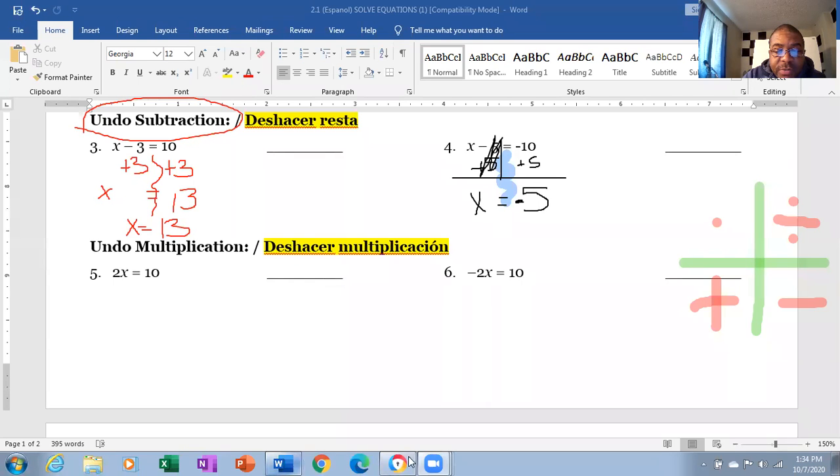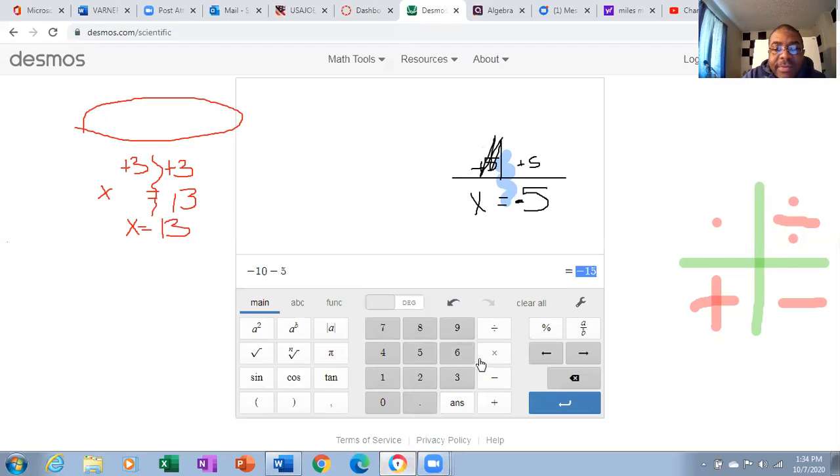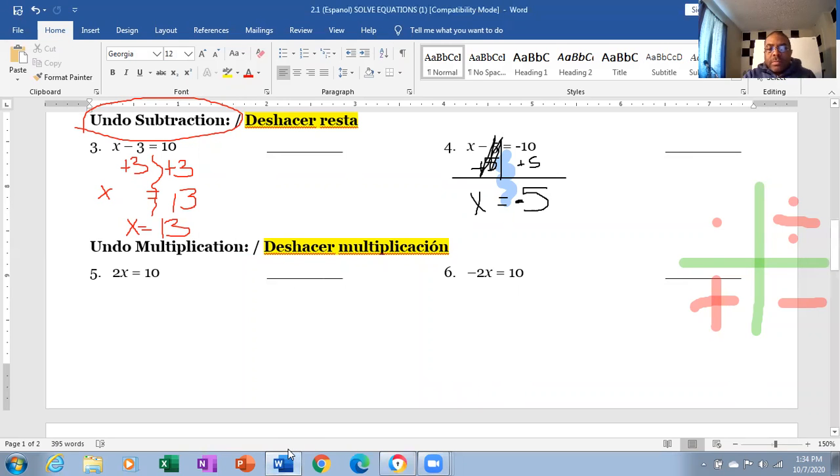Hey, let's be sure. We'll go to our handy dandy calculator. So negative 10 plus 5, answer is negative 5. And keep in mind, the opposite of addition is subtraction. The opposite of multiplication is division. And this time we're going to undo multiplication, right? So it's about the same. It's the same thing.